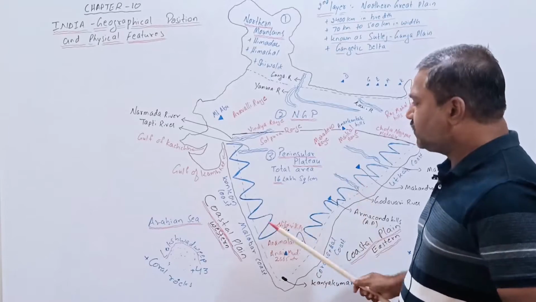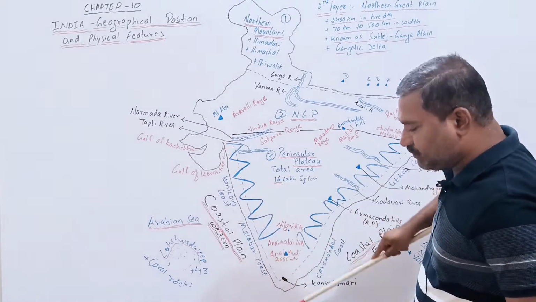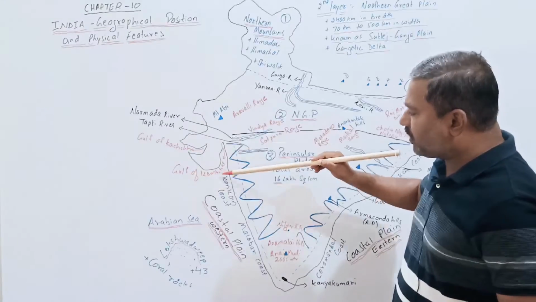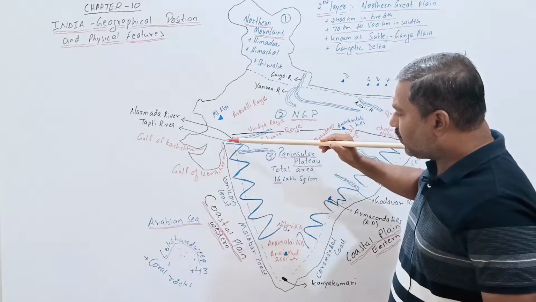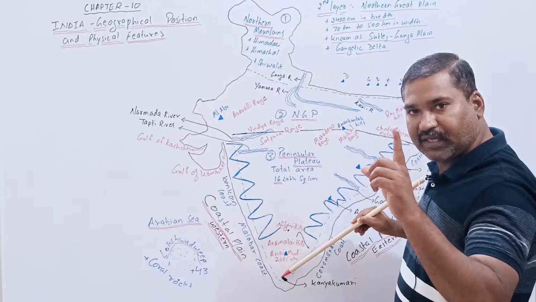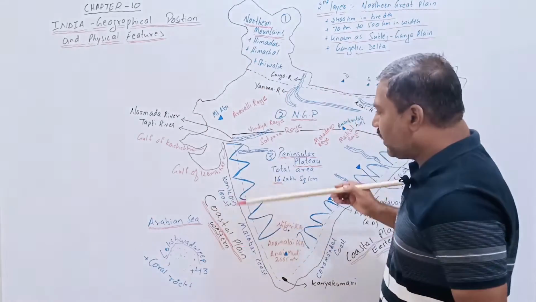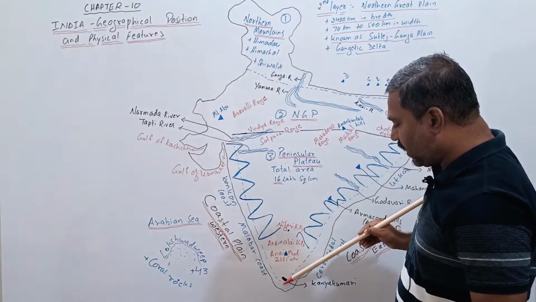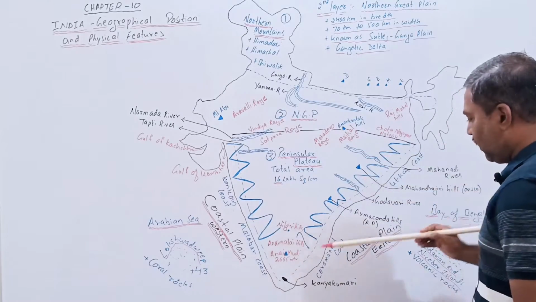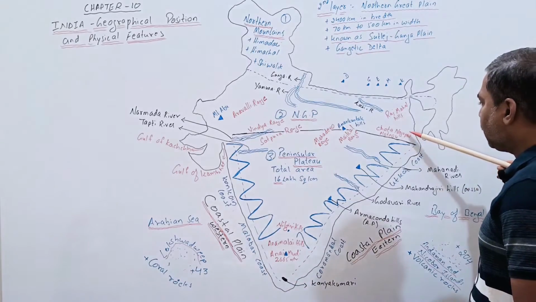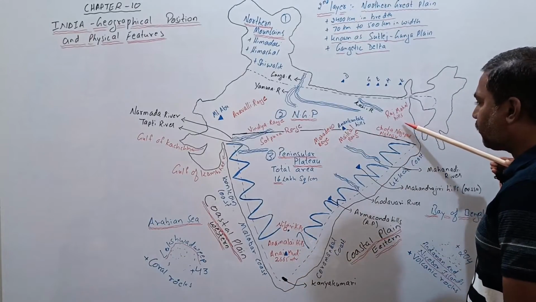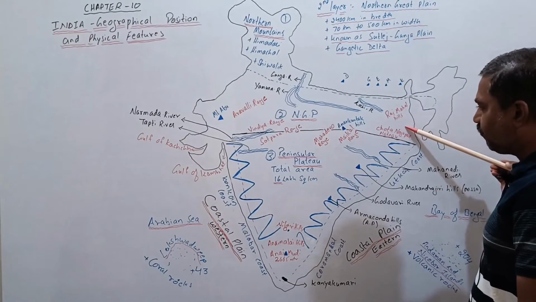When we talk about the Western Ghats, it begins from the Gulf of Khambhat up to Kanyakumari. First point. And towards the eastern part, we see the Eastern Ghats stretch from Kanyakumari up to the Gangetic Delta.